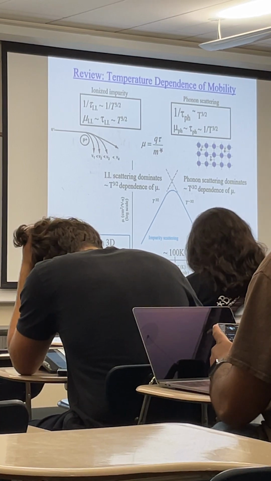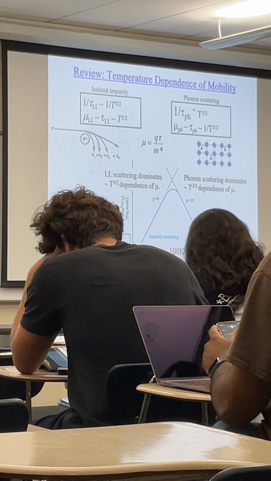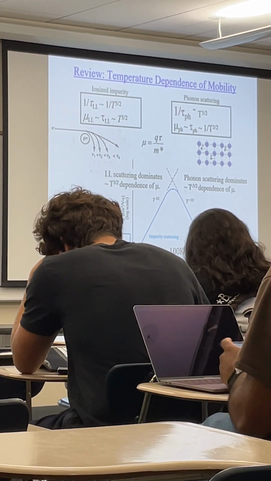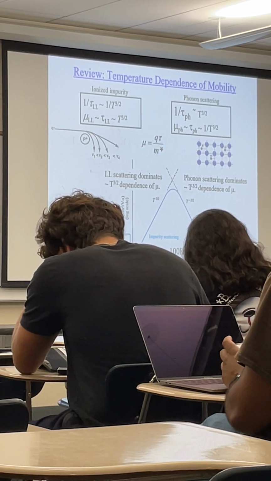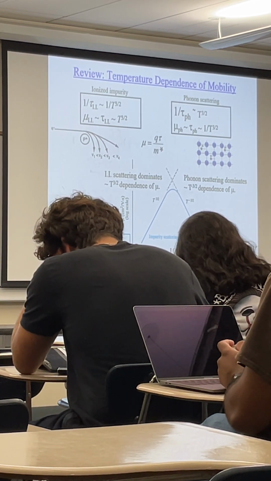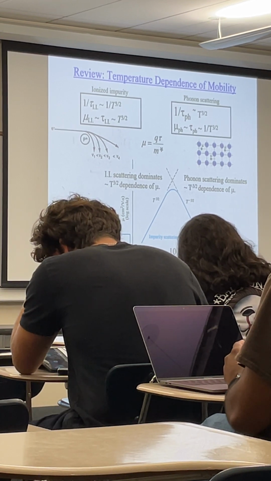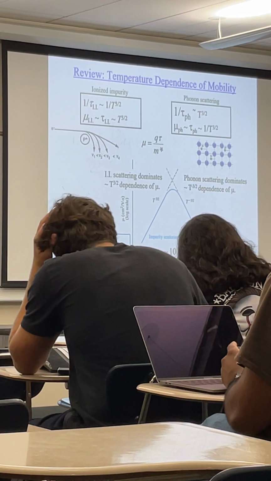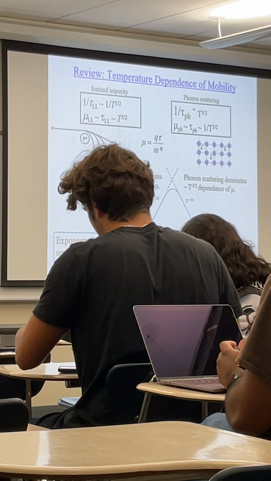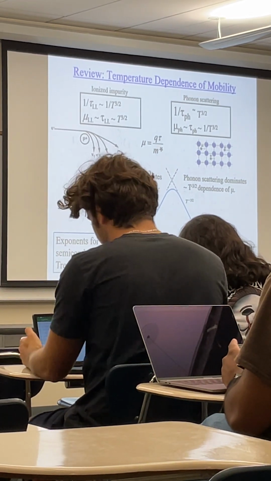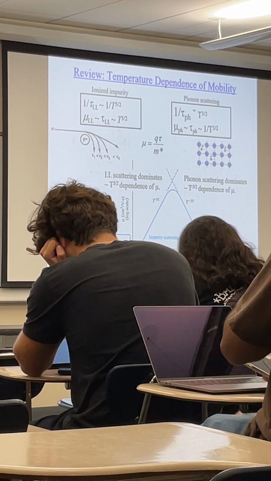Then we introduced the two important scattering mechanisms in semiconductors. At low temperature, ionized impurity scattering dominates, and at high temperature, phonon scattering is important. So if we plot the mobility as a function of temperature, the mobility first increases, then decreases, showing a peak at low temperature.